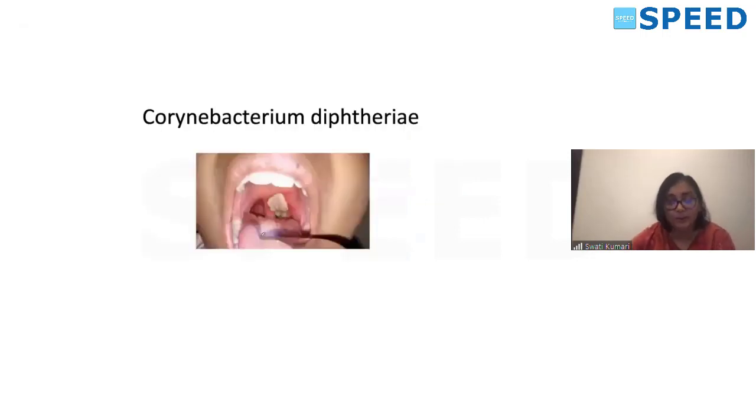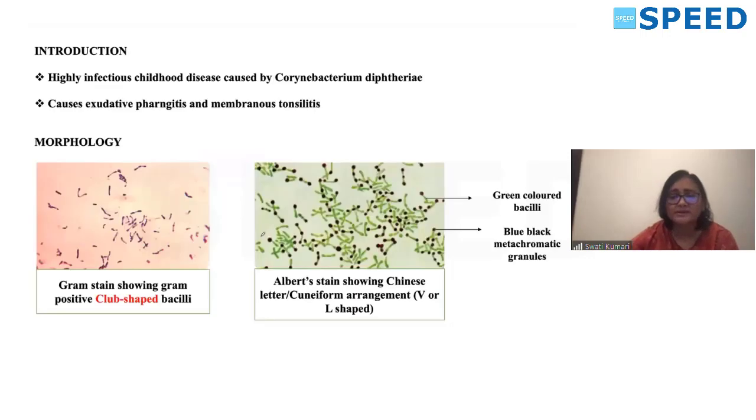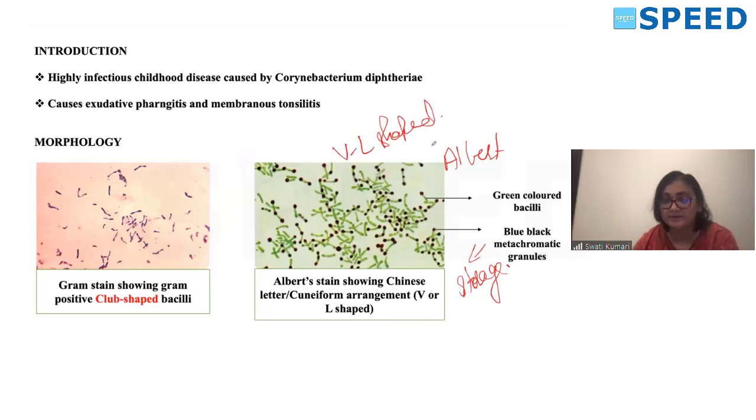Corynebacterium diphtheriae, a very important topic. So you can see a patch in the throat. A patch in the throat is Corynebacterium diphtheriae. This is a gram staining picture where you see the club-shaped bacilli. This is Albert stain, which shows green colored bacilli and blue-black metachromatic granules. Metachromatic granule is the storage granule of the bacteria. Okay. And the arrangement is V and L shape. Please remember, V and L shapes we see in Corynebacterium diphtheriae because of their plane of division.